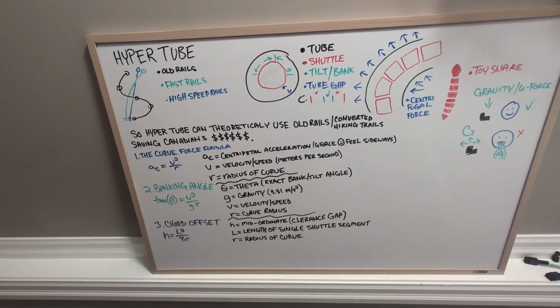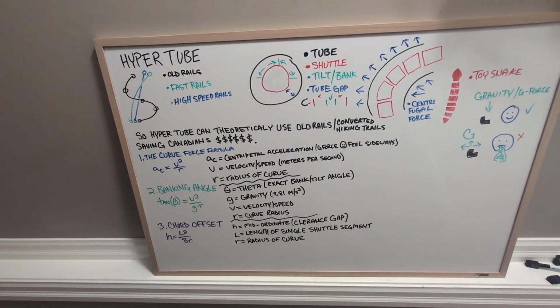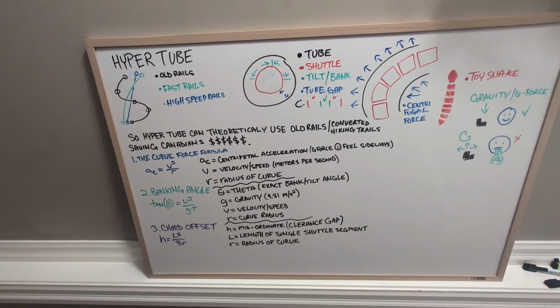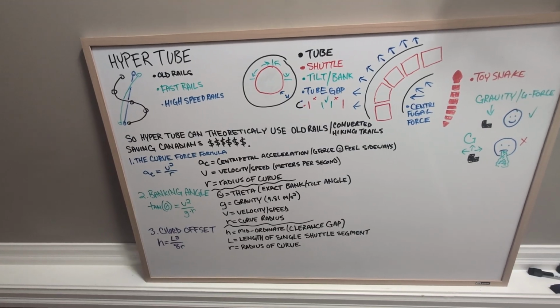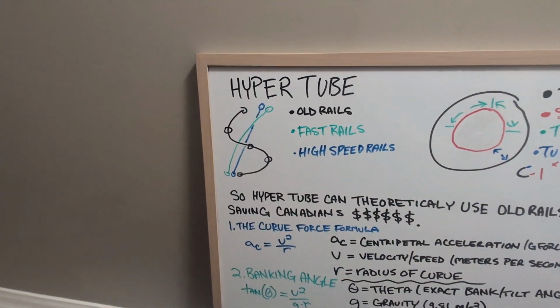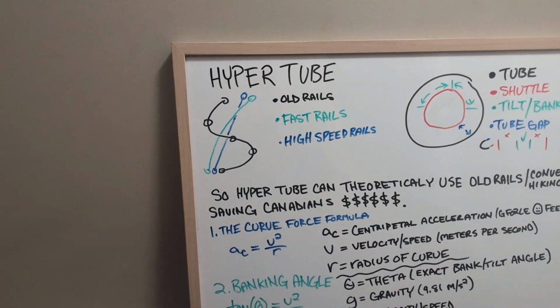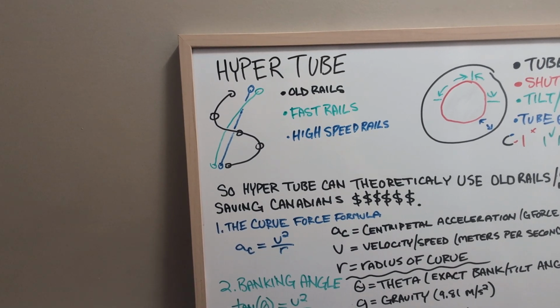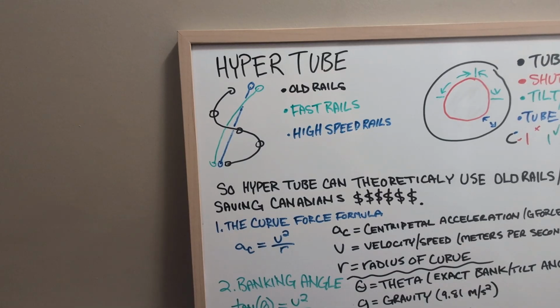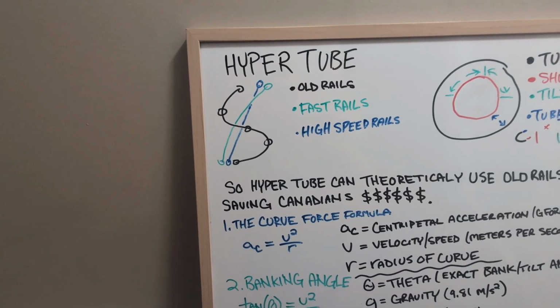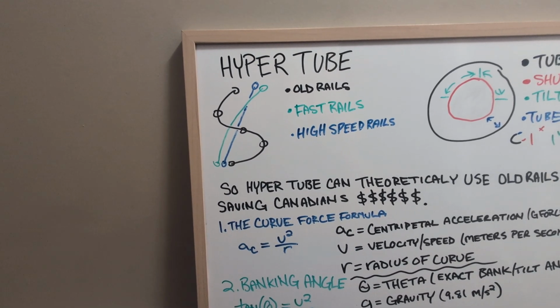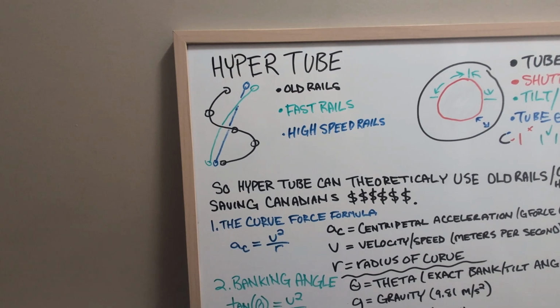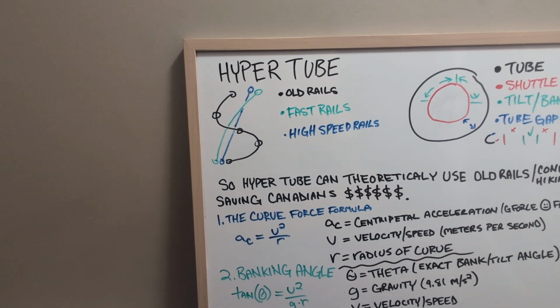This one is focused on the Hypertube and explaining the physics and everything behind it. So without further ado, over here I drew out a diagram showing the old rail style for trains, the more modern newer fast rails, and then high speed rails.